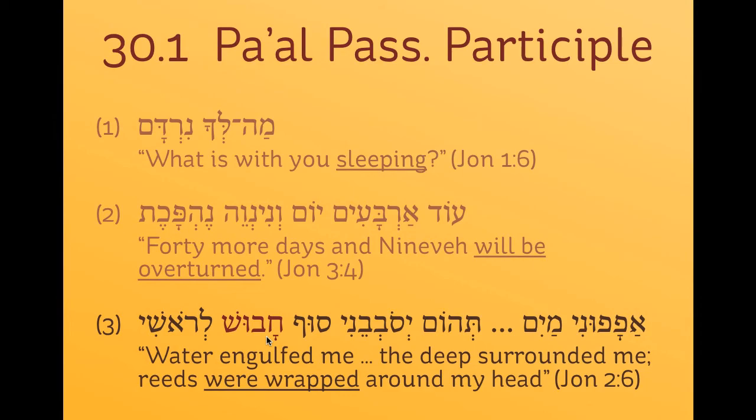So that's the point today. The Paul passive participle has that U-type vowel in the middle of the word, which is unique, being passive. And the Paul passive participle has relative time like other participles, but it uniquely has perfective aspect like Qatal forms. You put that together and it's the Paul passive participle.